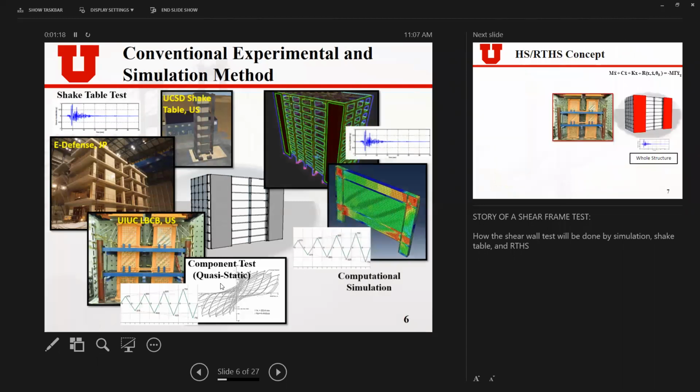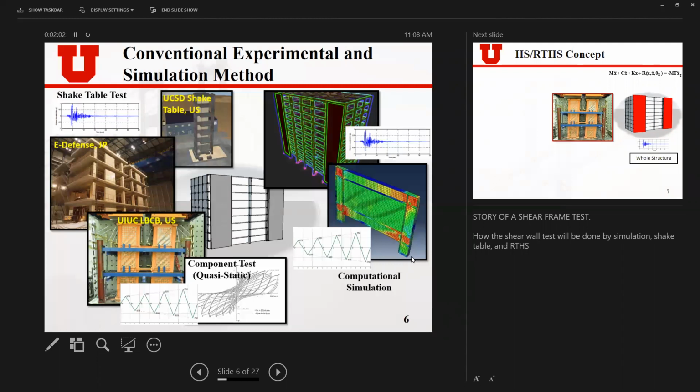There are also computational simulations to investigate different levels of response, based on what researchers choose to do. You can investigate the global response by sending the earthquake record to your entire structure simulation, or you can do the same thing as your quasi-static test, sending a predetermined path to your finite element model of a component. Based on what model and what loading path you choose, you can investigate your structure at different levels. But the problem is we can only model what we know.